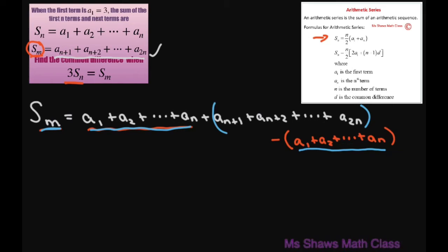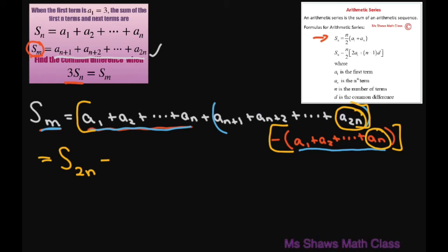However, what I can do now is look at this part here. Now, if you just look at this part, look at your last term, and that would be equal to the sum of 2n. And then minus, then look at this part, this would be minus the sum of the first n terms. All right. So now let's look at this.